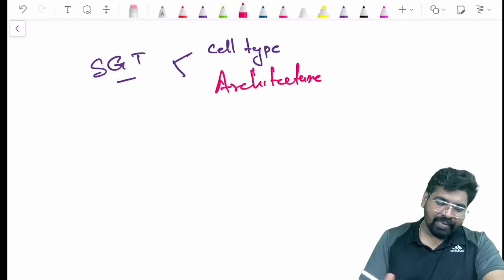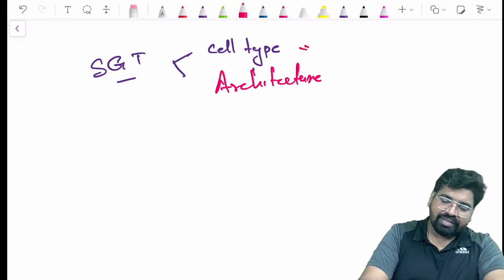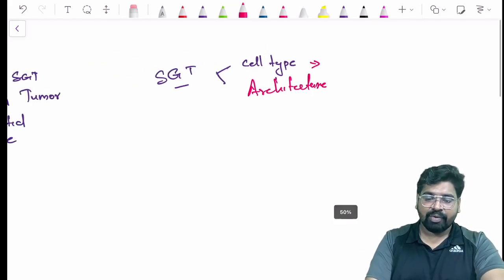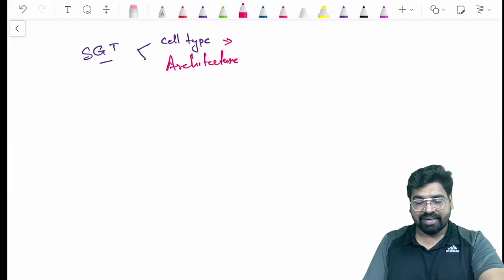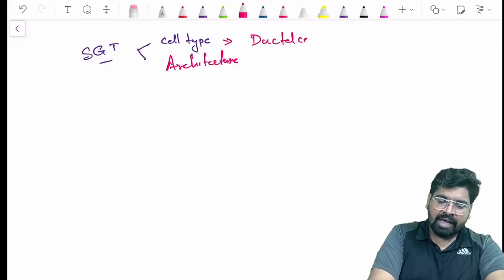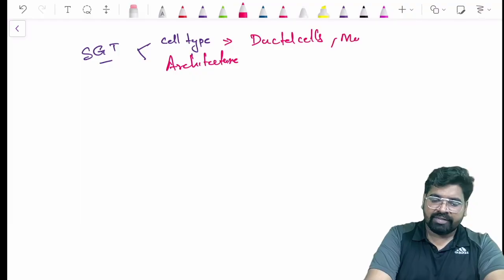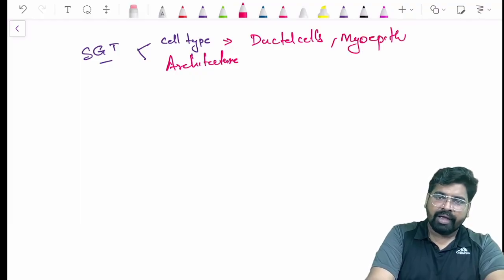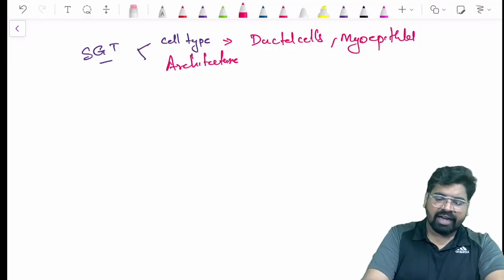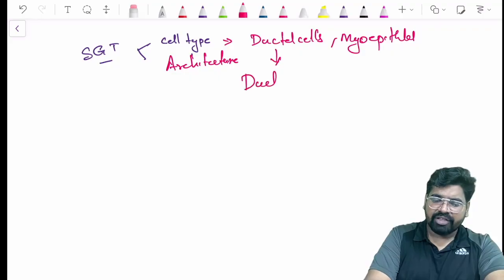Now here in pleomorphic adenoma, which are the cells? It is a biphasic tumor. That's why I discussed biphasic, monophasic, etc. It has both ductal cells and myoepithelial cells. Both cells are there. As for architecture, in this tumor the ductal cells are arranged in a ductal architecture.